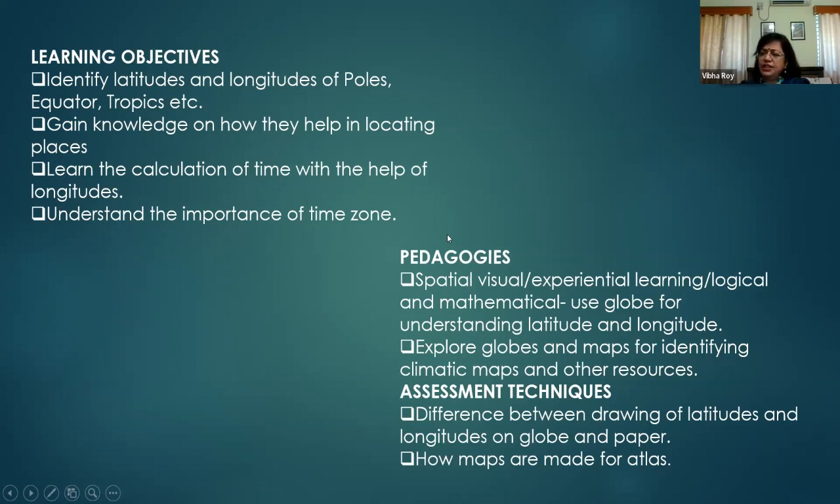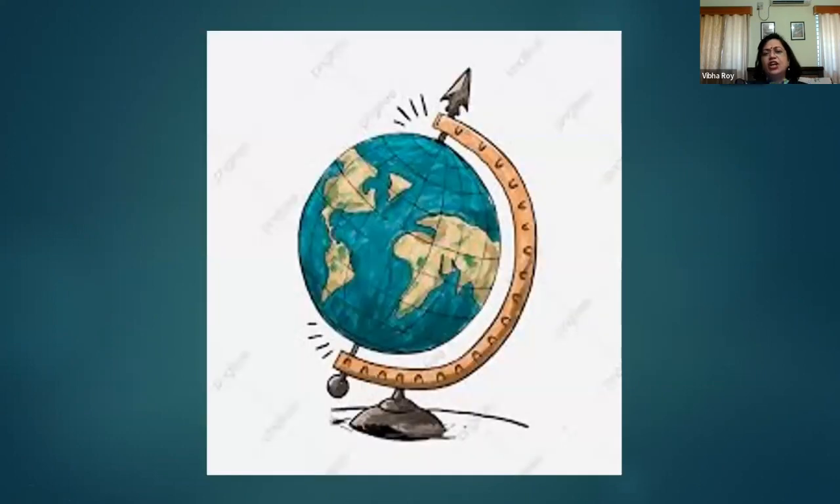Now, what are the pedagogies that we use when we are teaching a lesson like this? Of course, we are developing spatial, visual, experiential learning, and mathematical use of globe for understanding latitude, longitude. Along with that, we are exploring what are globes, what are maps. We are identifying climatic maps and other resources. Various types of assessment techniques can be given to children. Children can be asked to draw latitudes, longitudes on globe, on paper, and how maps are made for atlas. That understanding also they can be given. Right. So let us start.